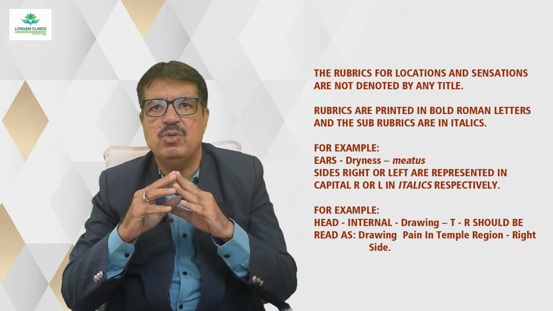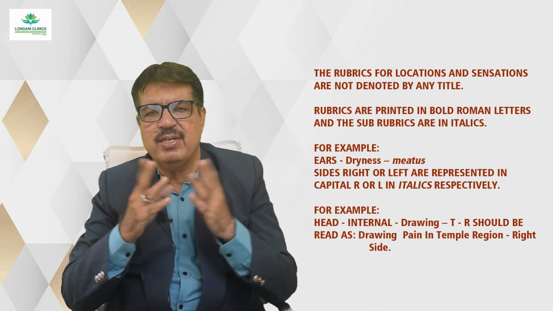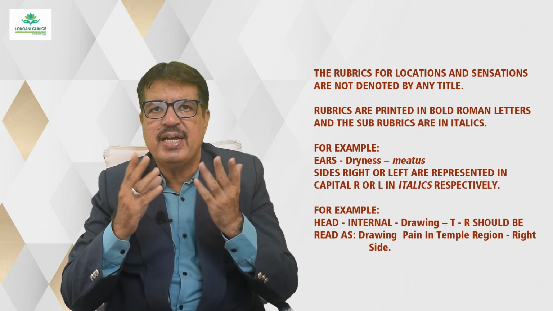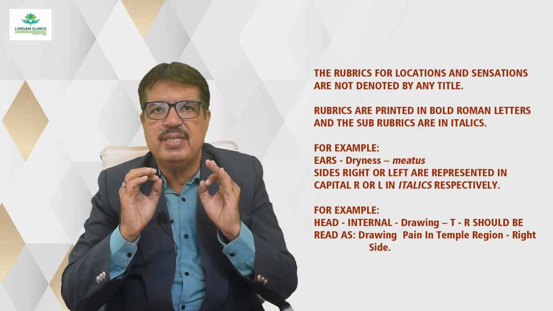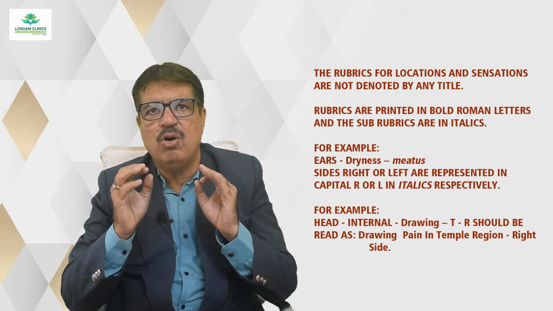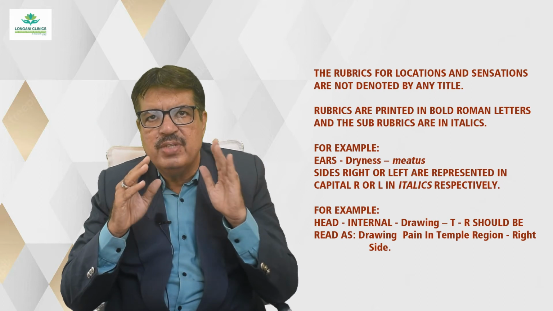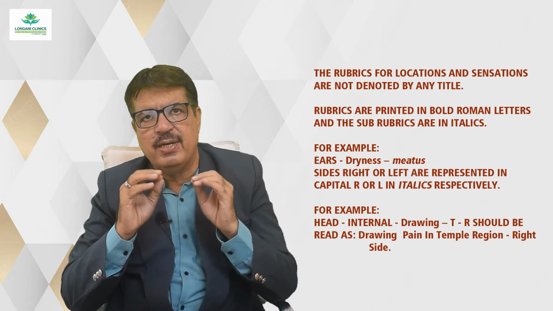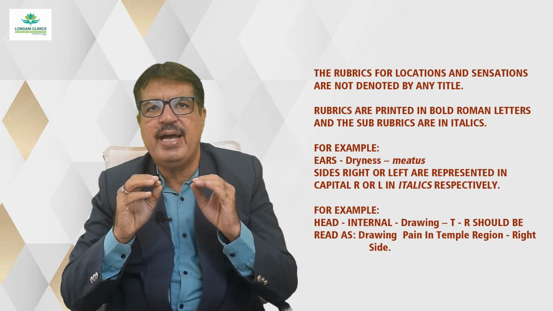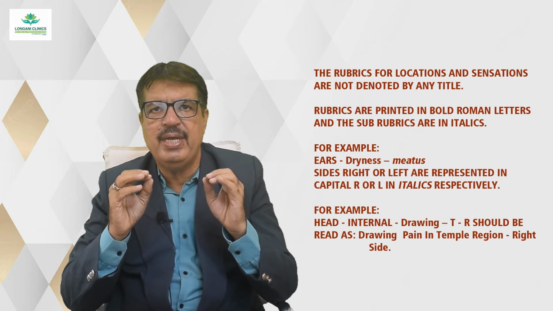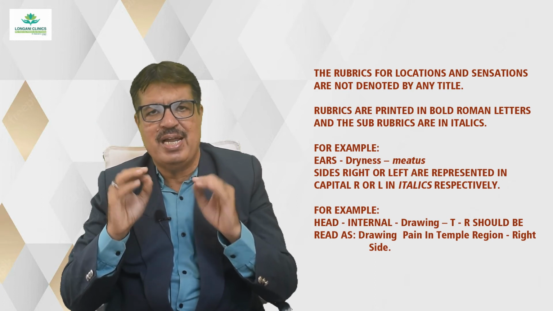For example, you will find ears, capital, dryness, then you will find meatus in italics, side, then the side right or left are represented in capital R or L in italics respectively. For example, the head internal drawing, capital T then capital R, should be read as drawing pain in temple region, right side.